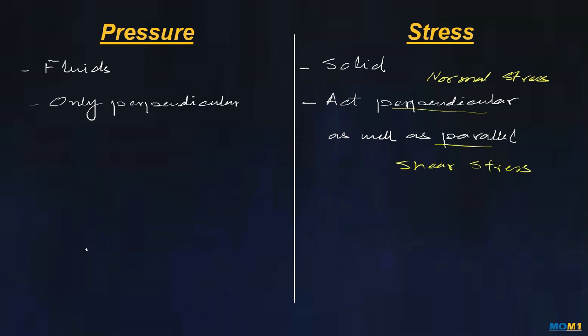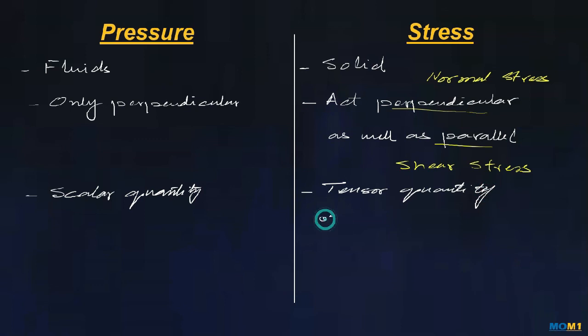Further, pressure is a scalar quantity whereas stress is a tensor quantity. And we have already discussed that it requires three pieces of information for the representation of stress in the form of a tensor, that is the magnitude or the value of the stress, the direction of the stress, and the plane at which the stress is acting.